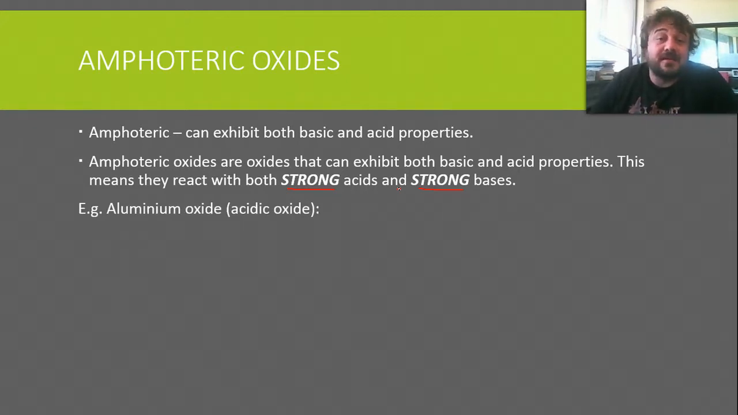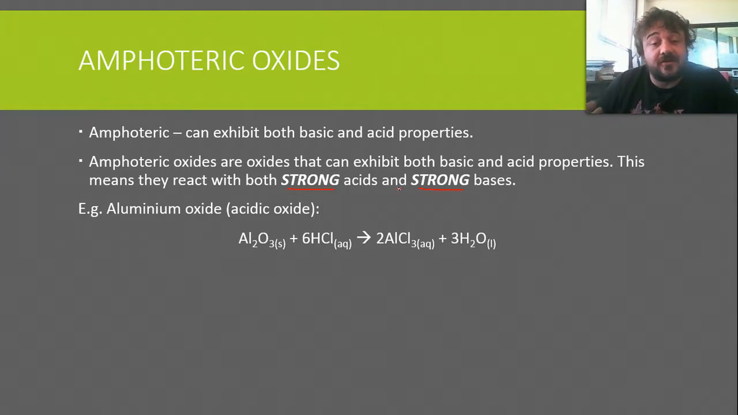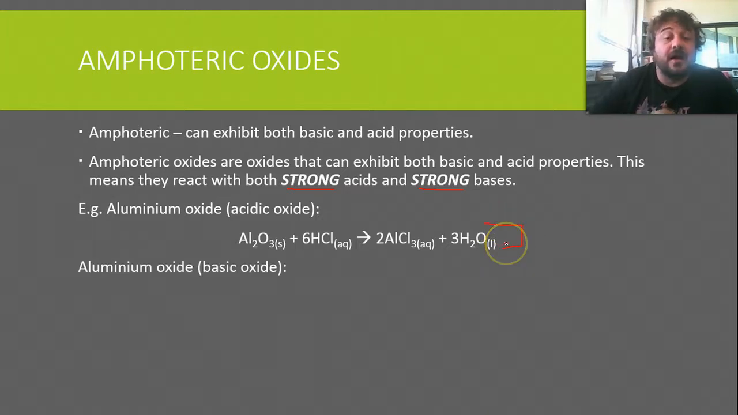Aluminium oxide is a really good example, and we'll get to where that is in the periodic table in a minute. So aluminium oxide, if we put it with hydrochloric acid, which is a strong acid, it will neutralize the same way a regular base would.